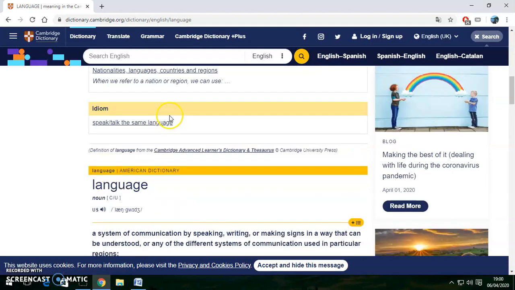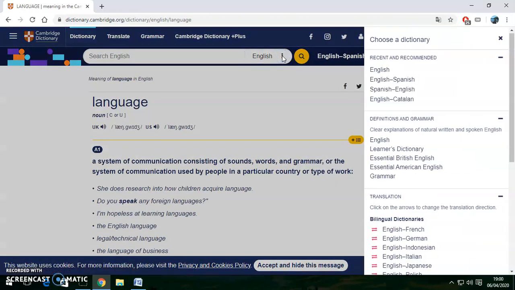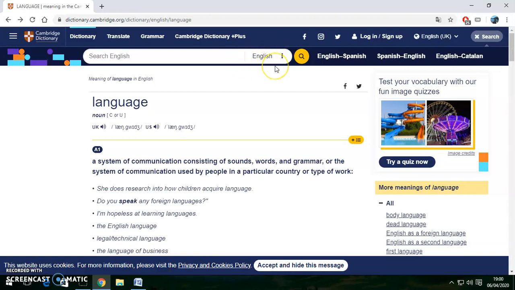So, after taking all these details into consideration, you can also remember that you have the possibility of changing the language or the types of dictionary here. You might want to see how a word is translated into Spanish or from Spanish into English, and then of course if you leave it like this, you can use it in a monolingual way, which is what you would like to use every single time.